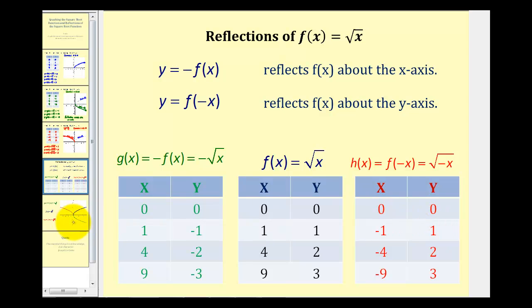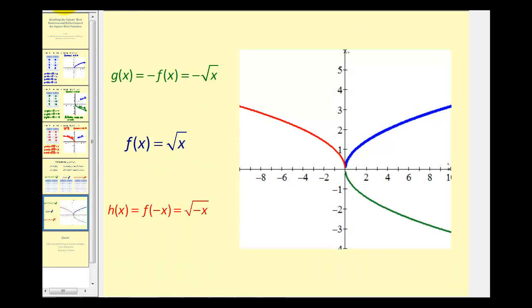And to view all of this graphically, here's our parent function, f of x equals the square root of x. Here was g of x equals negative square root x, and here was h of x, which was equal to square root of -x. So it is helpful to be able to look at a function and know how it's different from the parent function, but of course if needed, we can rely on completing a table of values to graph our functions. I hope this was helpful.